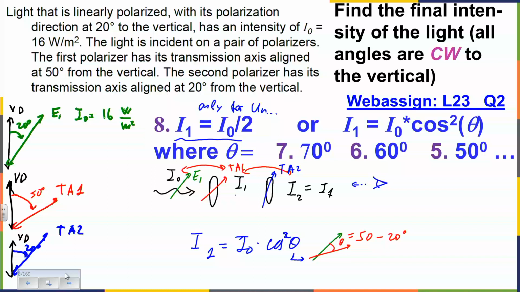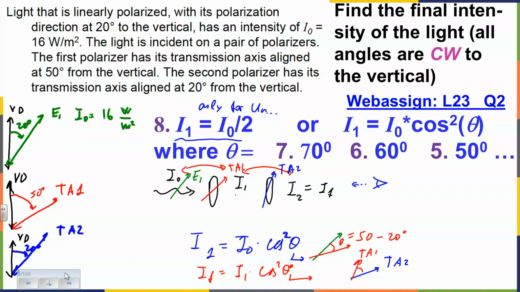And the next angle will be, so now we can write I final should be equal to I1 times cosine squared of theta. That's a new theta, so probably a good idea to add a symbol. And that's going to be between transmission axis number 2 and the new direction of polarization of light, which is now supposed to be the same as transmission axis number 1, because that's what a polarizer does. It does two things. It changes the intensity and rotates the electric field. So after the polarizer, the electric field preserves the direction of the transmission axis.